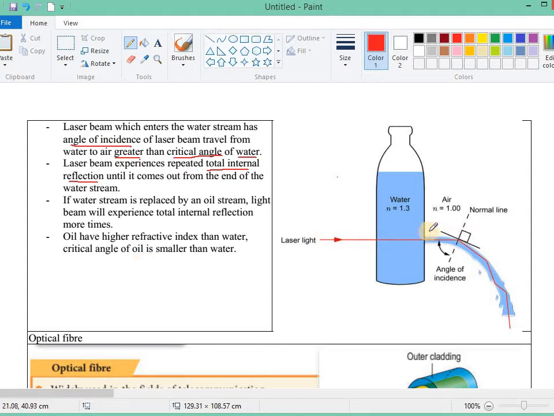Okay, so here is the laser light, and here this is the angle of incidence. This angle of incidence is larger than the critical angle of water. So the light experiences total internal reflection inside here and then here. Total internal reflection again, and then here total internal reflection, and goes down. So for example, like this.